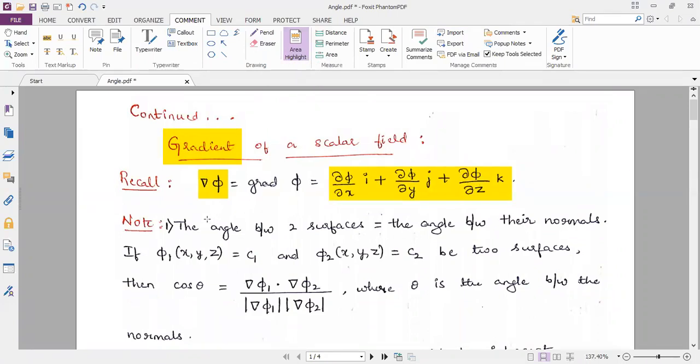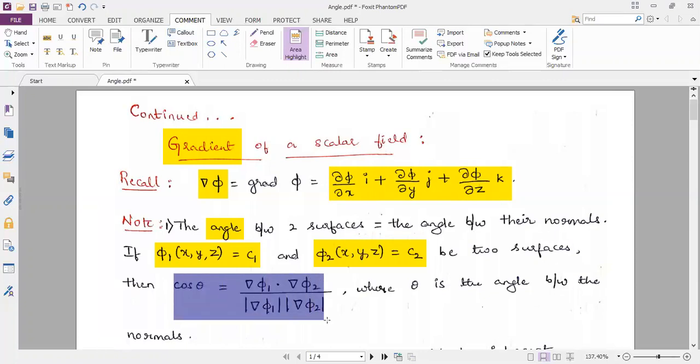Note, the angle between two surfaces is equal to the angle between their normals. Suppose phi1 of xyz is equal to c1 and phi2 of xyz is equal to c2 are two surfaces, then cos theta is equal to grad phi1 dot grad phi2 divided by magnitude of grad phi1 into magnitude of grad phi2 gives the formula for angle between the surfaces, where theta is the angle between the normals.